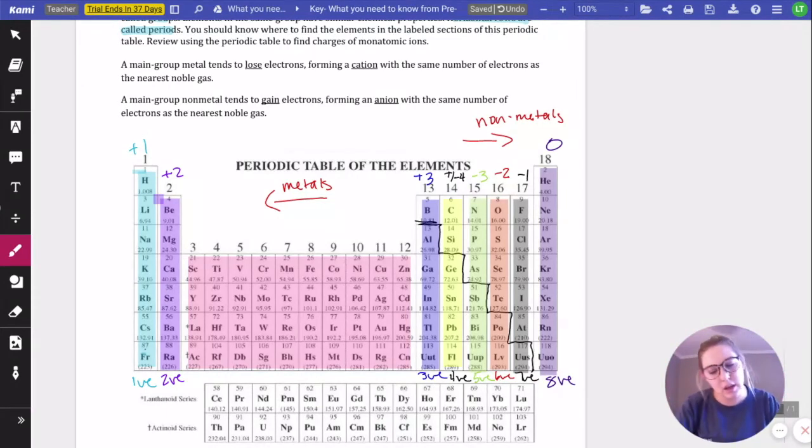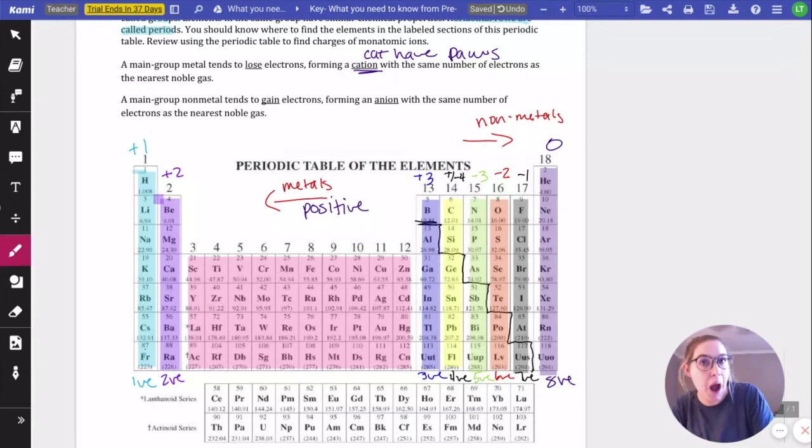Exciting. Main group elements: metals tend to lose electrons, so they form a cation. All of these are going to have a positive charge. A cation, I always think of it as "cat-ion." Cats have paws. Therefore, cations are positive. I know, pretty good.